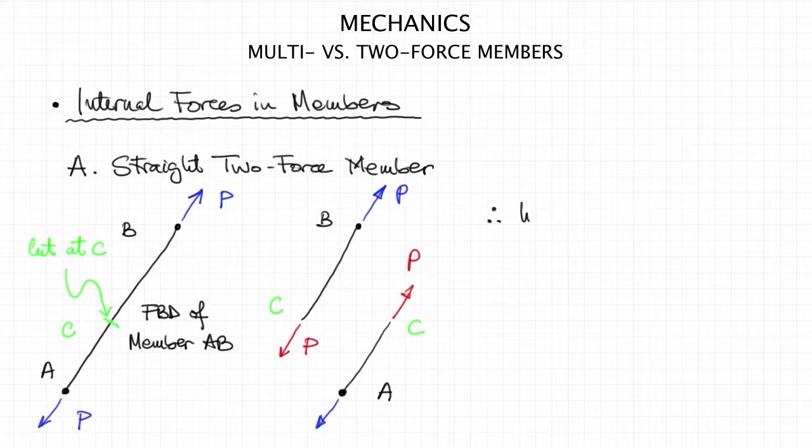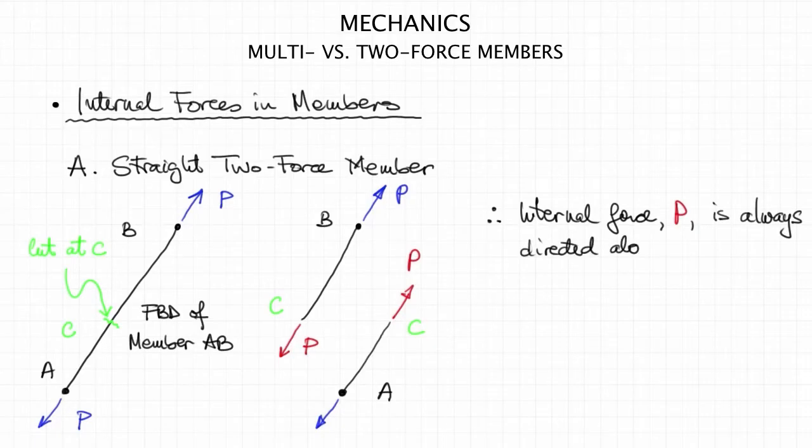So you can see that for equilibrium, this force runs also along the member at C. It is internal to the member. You will not see that force unless we cut the member and we draw the free body diagram of either one side or the other side.